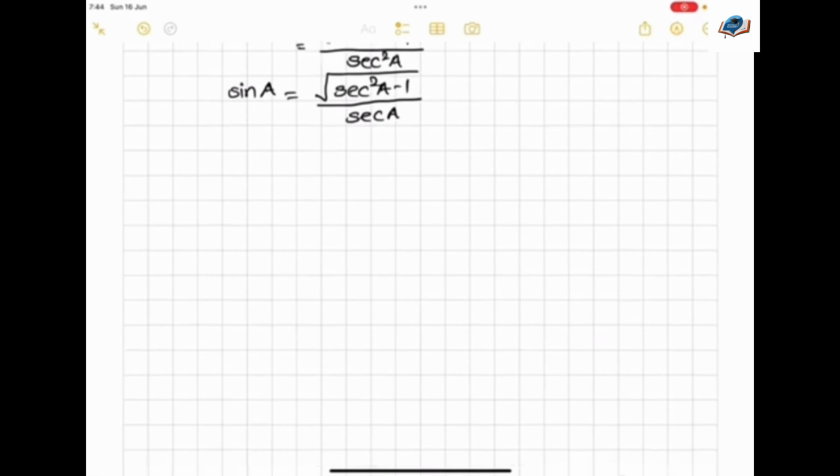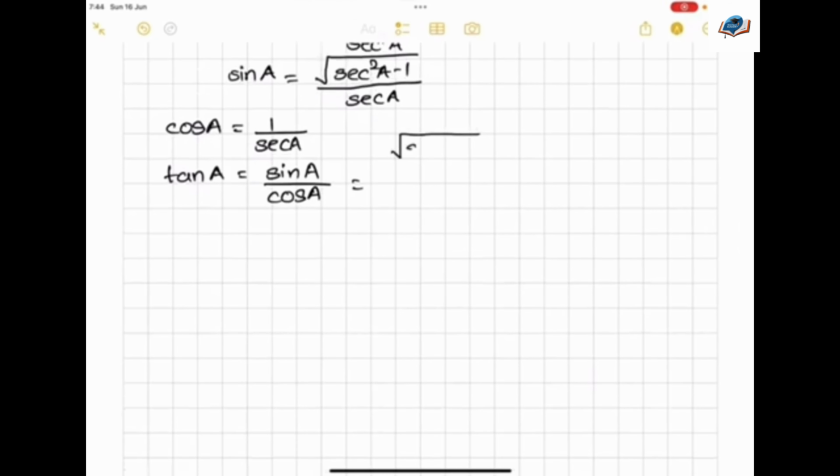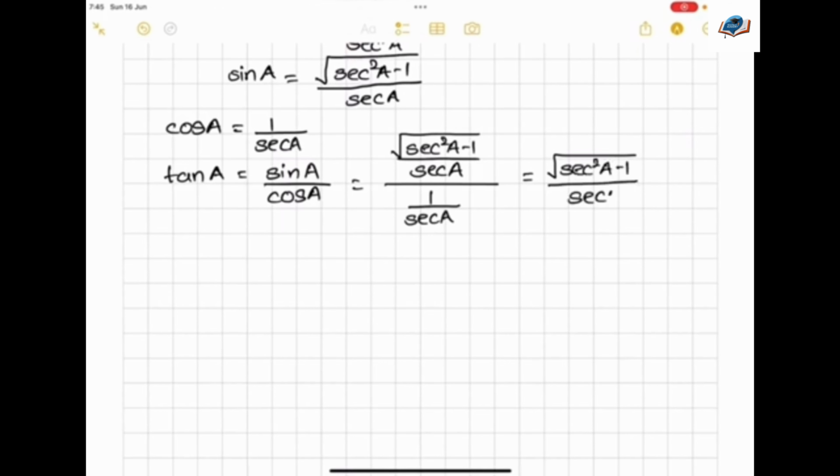Now cos A will be 1 upon sec A. So directly I am getting that. Then tan A equal to sin A upon cos A. So in place of sin A, I can write the above one, that is root of sec square A minus 1 upon sec A whole upon 1 upon sec A. If I reverse and multiply, I will get root of sec square A minus 1 whole upon sec A into sec A upon 1. So sec A got cancelled, and I got tan A equal to root of sec square A minus 1.